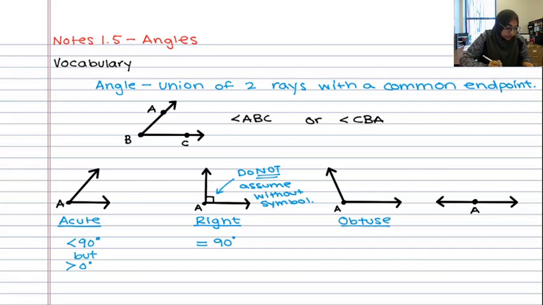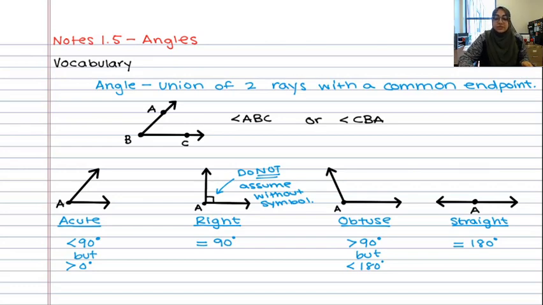And an obtuse angle this time is going to be greater than 90 degrees but less than 180 degrees. And then finally we have this last angle, which is a straight line, and it's called a straight angle, which, as you can see, is made up of 2 opposite rays, and a straight angle is equal to exactly 180 degrees. So those are the 4 types of angles that you're going to see.